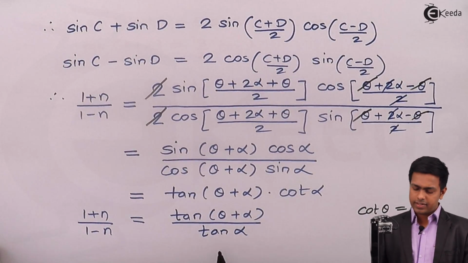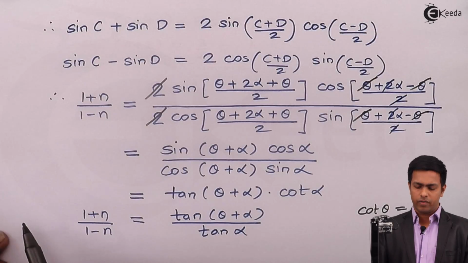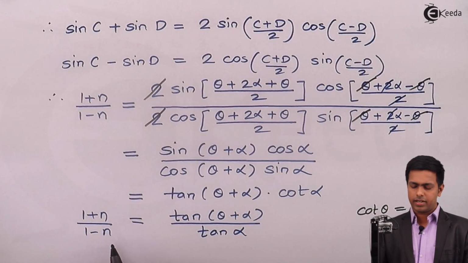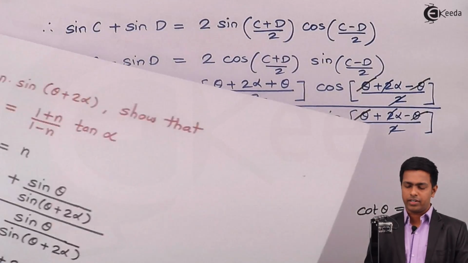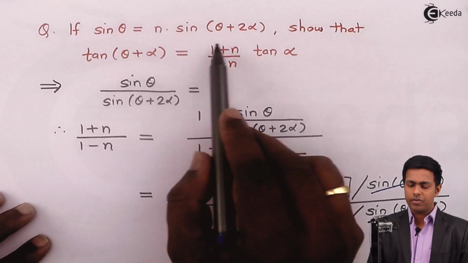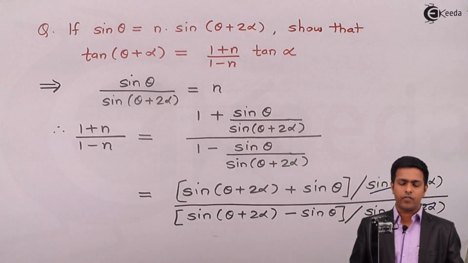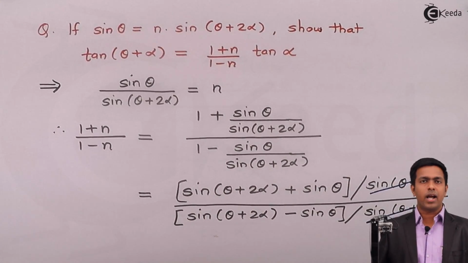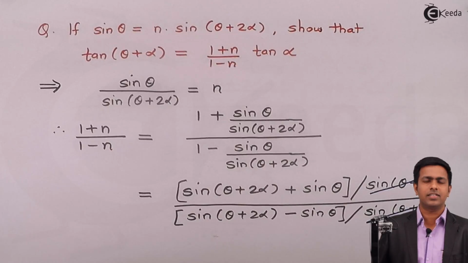Now we will take this tan alpha to the other side, so here we will get 1 plus n upon 1 minus n into tan alpha, which is equal to tan of theta plus alpha, and my friends, that is our required answer. So here we have proved the result by using the formula of factorization. Thank you.